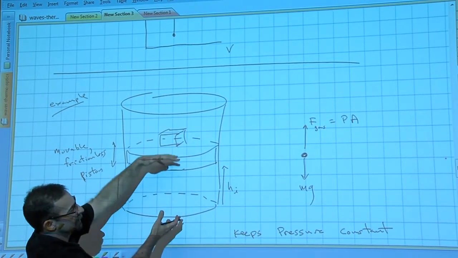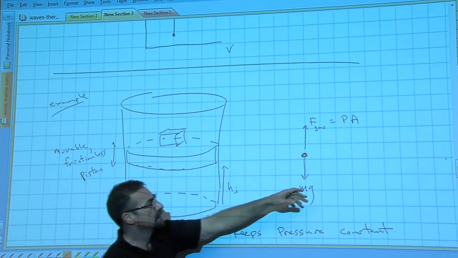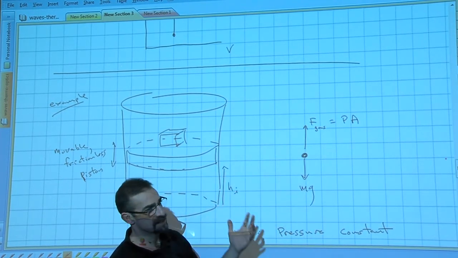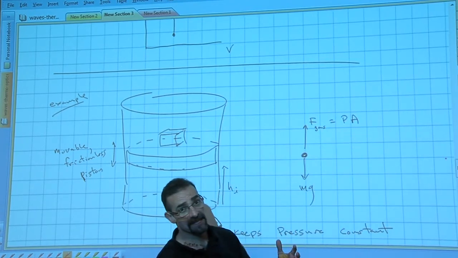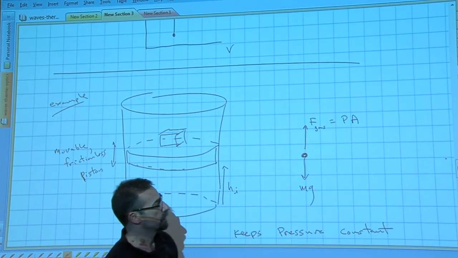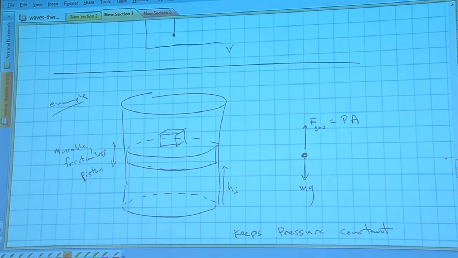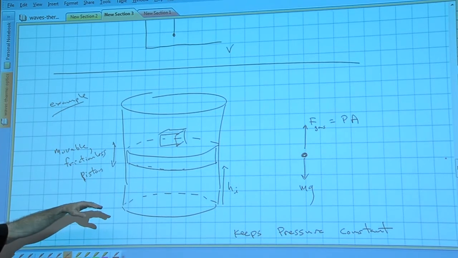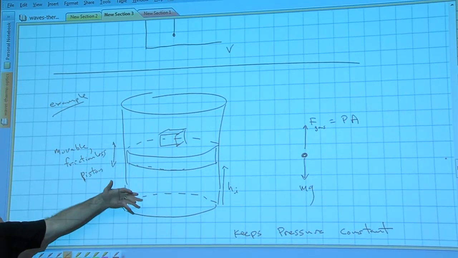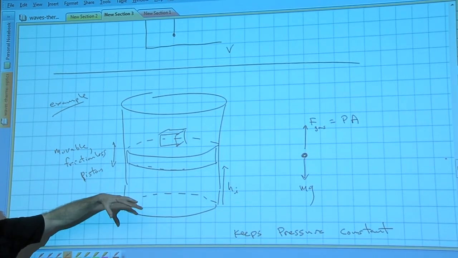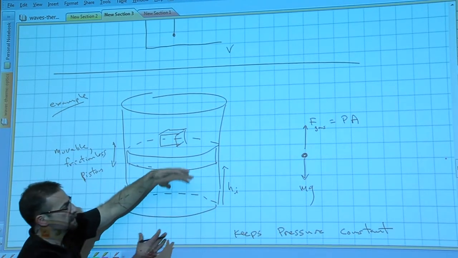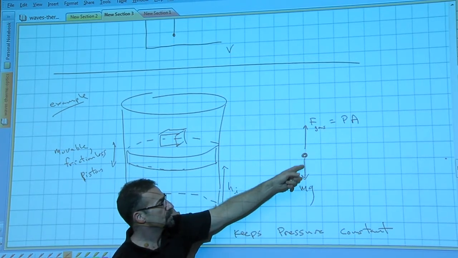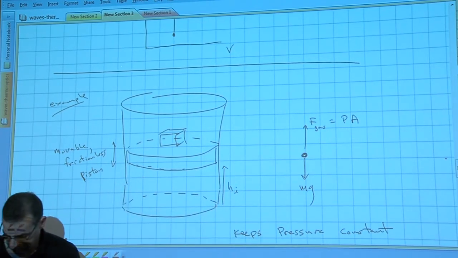As our gas expands or contracts, the weight of the piston is not changing, and the area of the piston is not changing. So that means the pressure has to be constant. If the pressure wasn't the same, then the piston would begin to accelerate in one direction or the other. But as long as we can move this in such a way that it's controlled and it's in equilibrium, then we know that those two are always equal to each other.